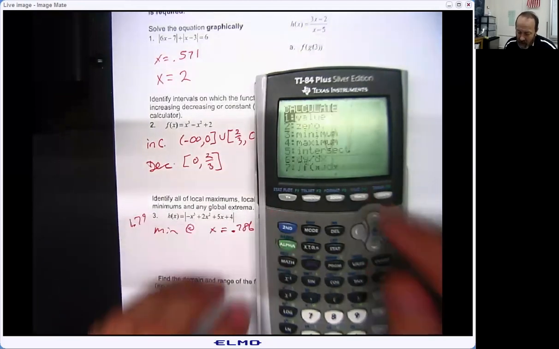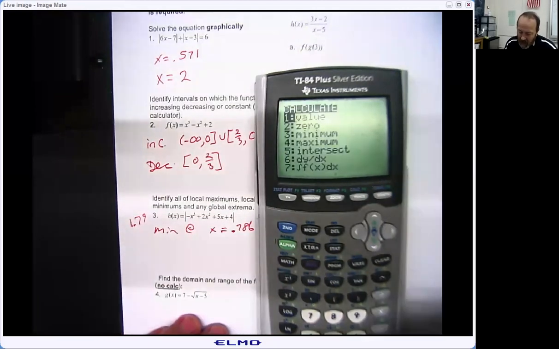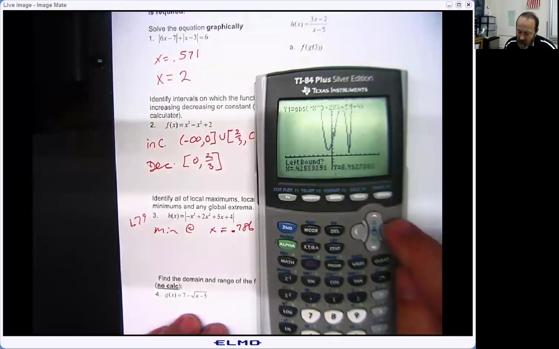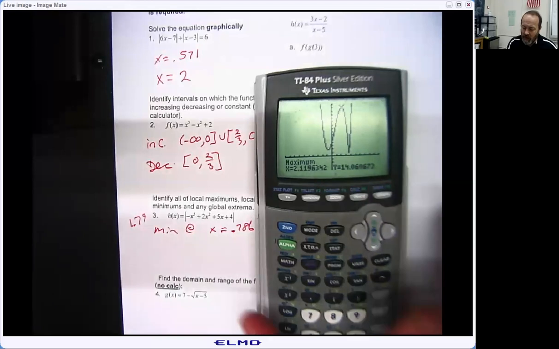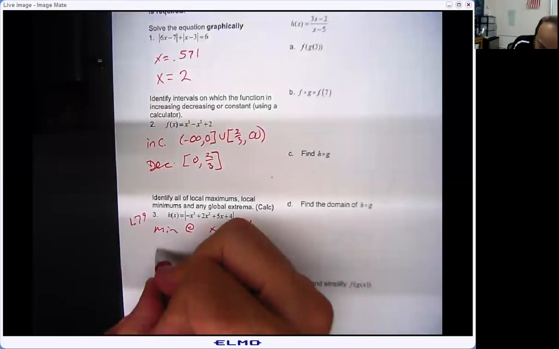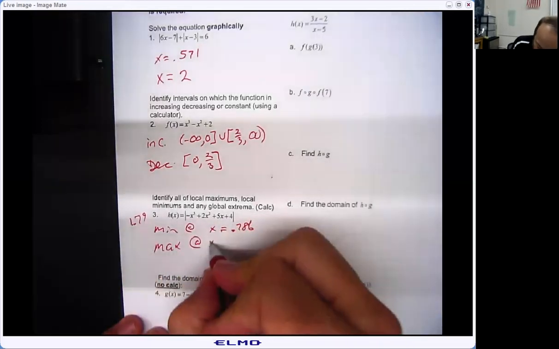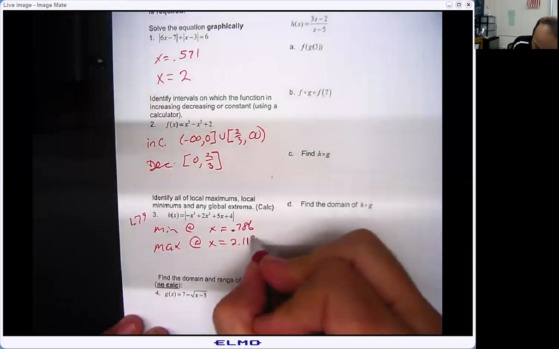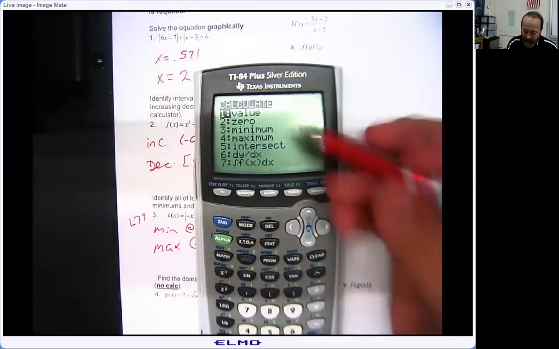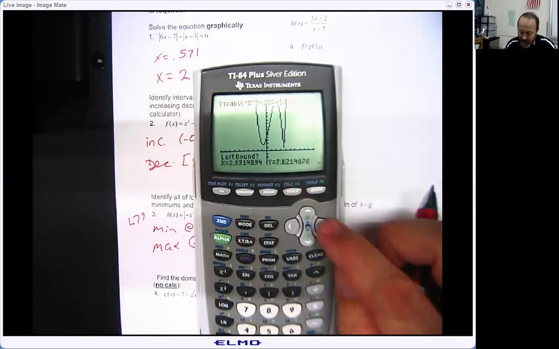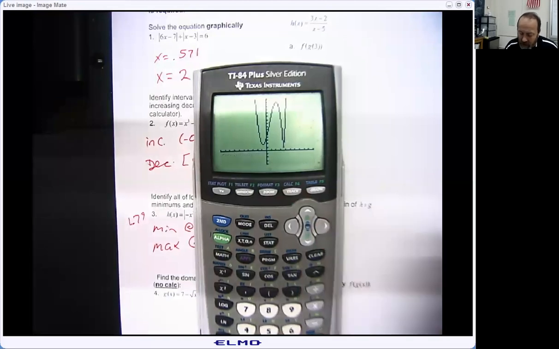So I'm going to now calculate the maximum. Again, it says move your cursor to the left of the maximum, move it over to the right of the maximum, and hit enter twice. It says your peak is at 2.1196. And I'm going to do one more to calculate that last minimum. Move to the left, to the right, hit enter twice.